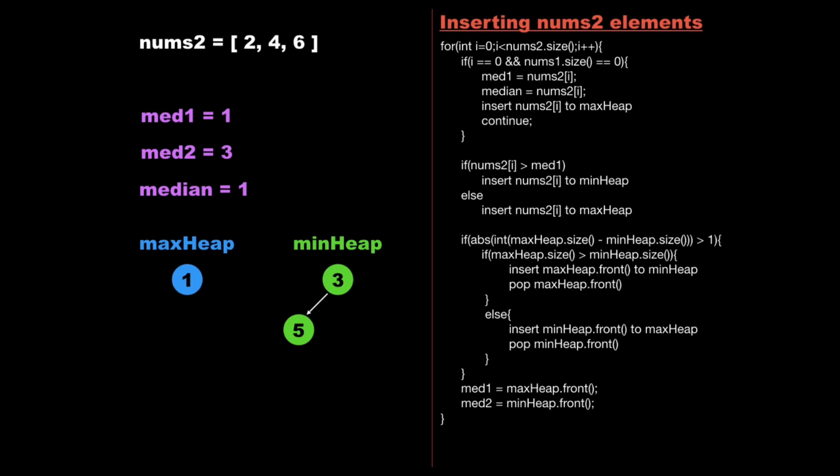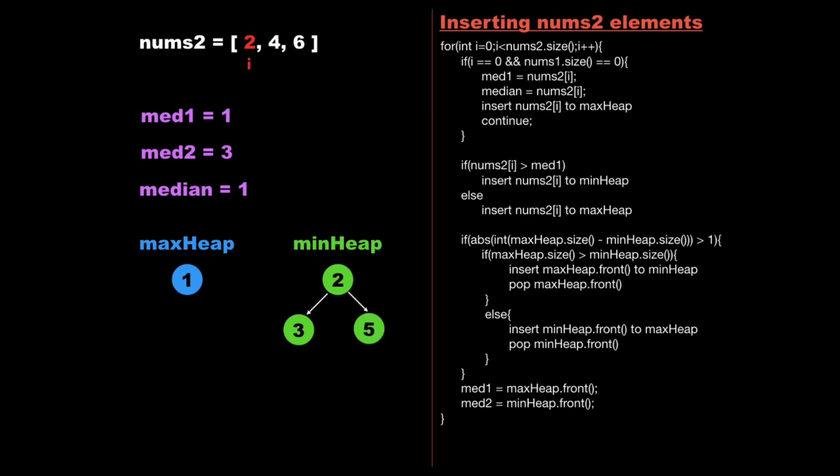we make use of another algorithm to insert the values of nums2 into the max heap and min heap. In this algorithm, we again traverse the array nums2 from i equal to 0 to nums2.size. The first if condition states that if i is equal to 0 and nums1.size is equal to 0. Since nums1.size was not 0, we move further and check whether nums2 of i, that is 2, is greater than mid1, and yes, it is greater. Therefore we insert the value 2, or nums2 of i, into the min heap.